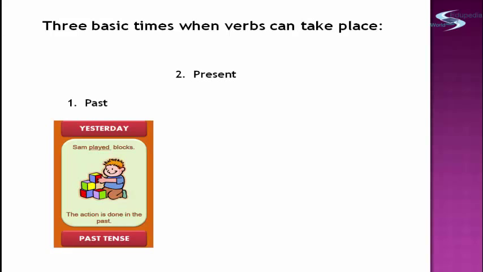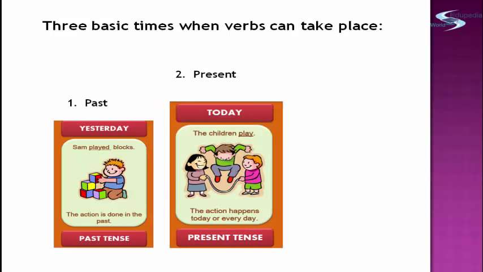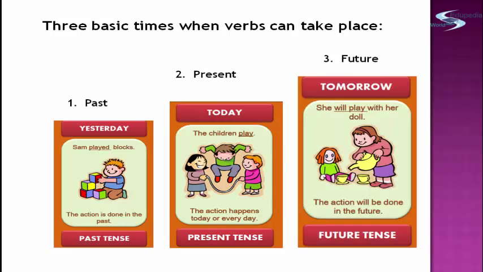The second time is present. The key word is today. Example, the children play. The action play happens today or every day. This is in the present tense. The third time is future. The key word is tomorrow. So for example, she will play with her doll. The action will be done in the future. Will play. So this is future tense.